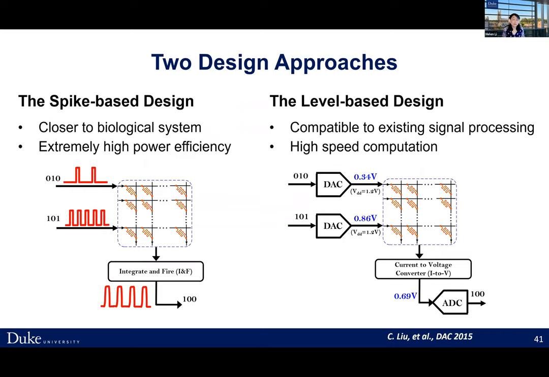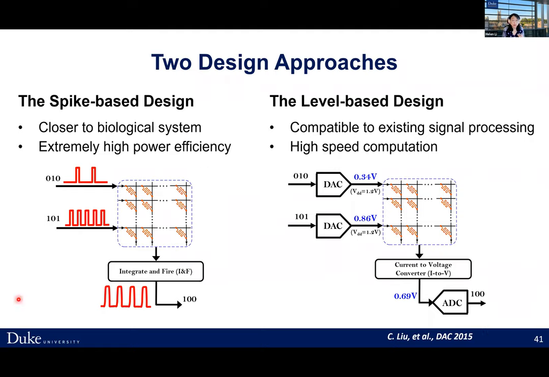From the very top level, the design of an RM-based neuromorphic system can be taken as spike-based or level-based. Level-based follows the original ANN designs, where all the data are represented by, for example, analog values. In order to do this and be compatible with the externals, we require some DACs or ADCs at the interface between the block and the external. Okay, so the advantage of this is that computation speed can be high. The disadvantage is high power consumption, and particularly the ADC designs could be complicated.